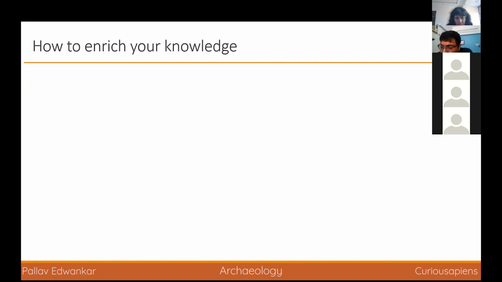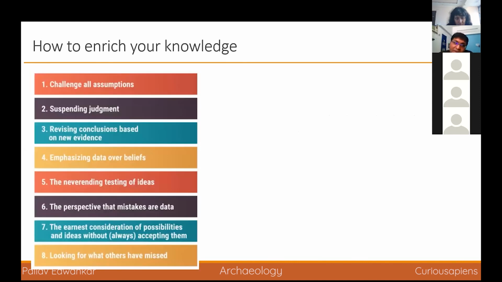If you want to enrich your knowledge further, the most important thing is to do critical thinking. These are the critical points that you have to know: you have to challenge all assumptions. You have to suspend judgment till you have got all the data points. Nothing in archaeology is cast in stone. If new evidence comes in, you should be able to change your judgment and change your conclusion. Data is the most important. Even if something seems wrong against your belief, data trumps our beliefs.